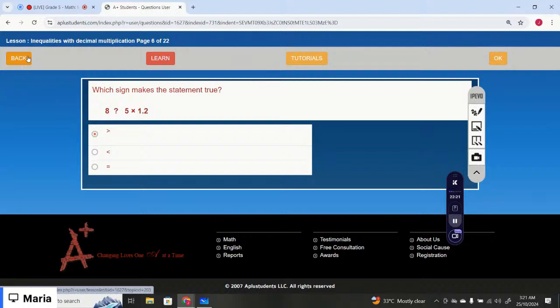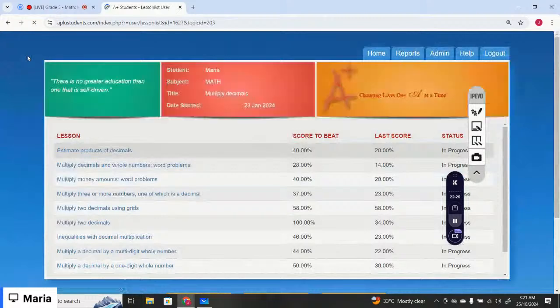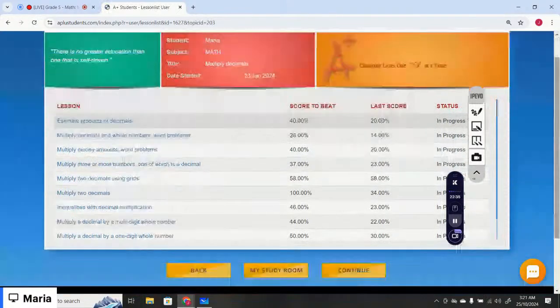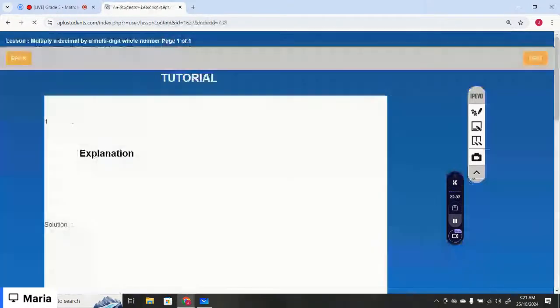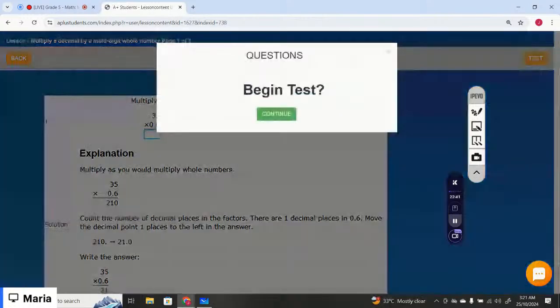Okay, you can complete the lesson by yourself later today. So, let me just move on to the next lesson. The next lesson is multiply a decimal by a multi-digit whole number. Let's just start with the lesson. So let's just start with the test questions.